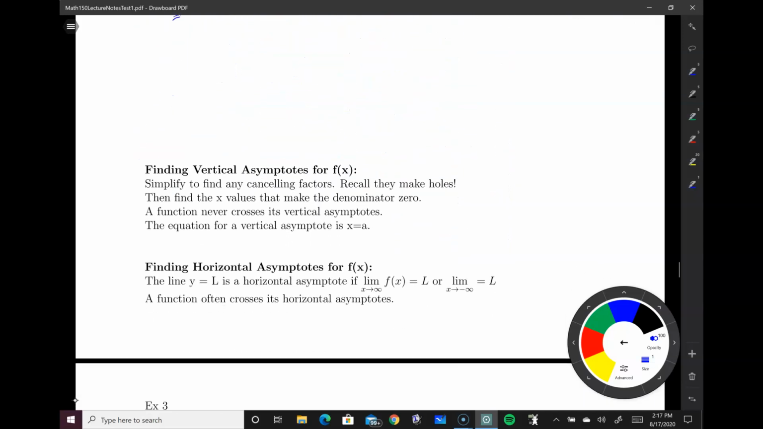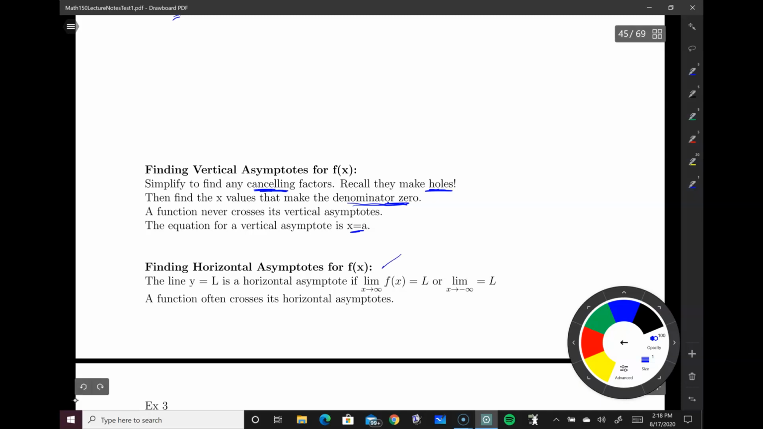Okay, so how is it we find vertical asymptotes? You knew this before we met. First, you must cancel any factors, right? Because those make holes. We've been doing those all along, right? The lines with the holes in them. Then you look to see what numbers make the denominator 0, and if that's an x value, so that x equal a makes a vertical asymptote.